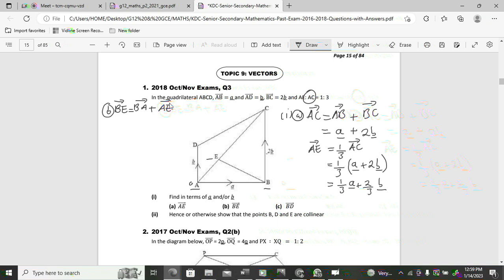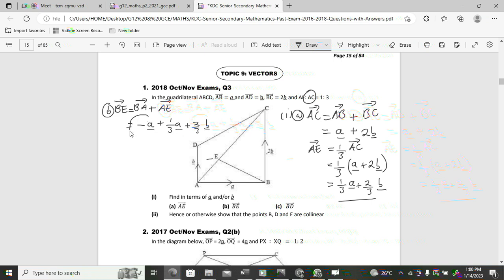So what is BA? You see, they've given us AB. Look at where the arrow is going. It's going forward. But as we want BA, we are going to put a negative in front of A, because we know that AB is A, but BA is going to be negative A, because we are going in the opposite direction. And then plus, what is AE? AE is this one that you have found here, which is 1 over 3A, and then plus 2 over 3B.